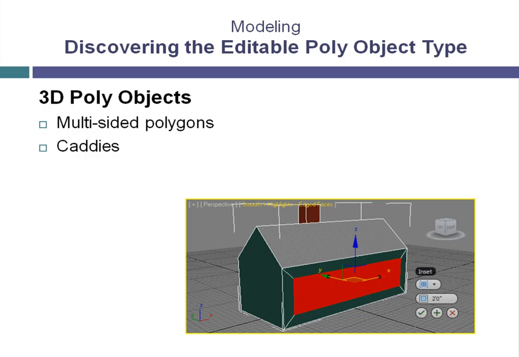The Caddies interface, working with the editable poly, allows you to preview the changes that are going to take place on an object. And you can either accept it and dismiss the caddy or continue editing. It makes for a very nice workflow.